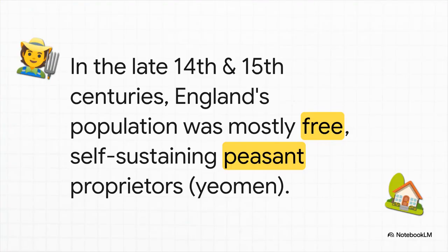So Marx paints this picture of a society where, for the most part, serfdom had disappeared. The population was dominated by a class of independent peasants, yeomen. These weren't just renters, they were proprietors. They controlled their own means of production, the land, and because of that, they controlled their own survival. This is the world that had to be completely dismantled.